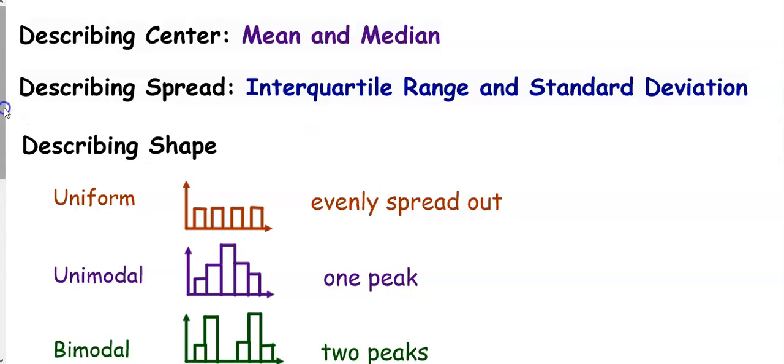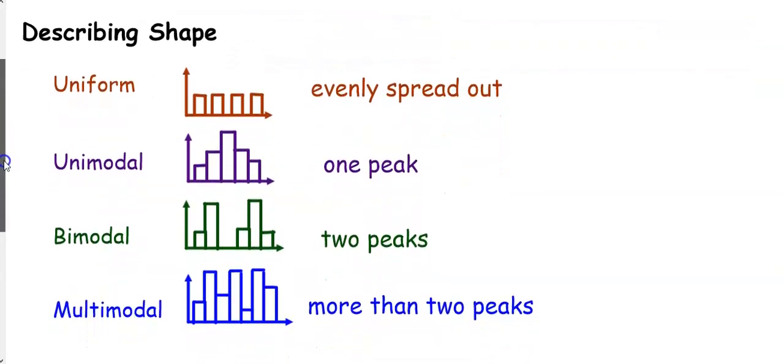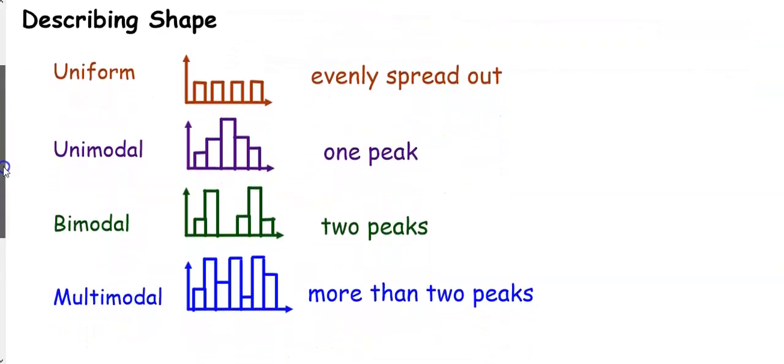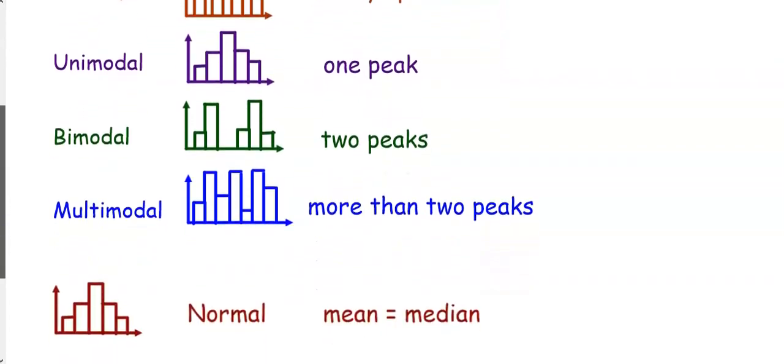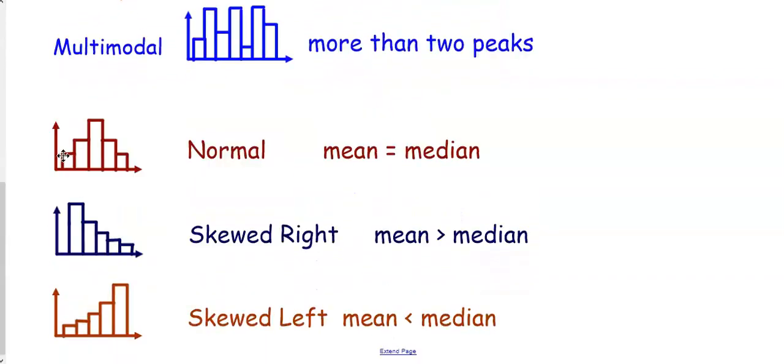When you're describing the shape, there are many different ways that you can do that. If your data is evenly spread out, then it's considered uniform. If it has one peak, then it is unimodal. Bimodal if it has two peaks, and multimodal if it has more than two peaks. Your data is normal if it has this symmetric shape. And if it has this perfectly symmetric shape, then the mean would be equal to the median.